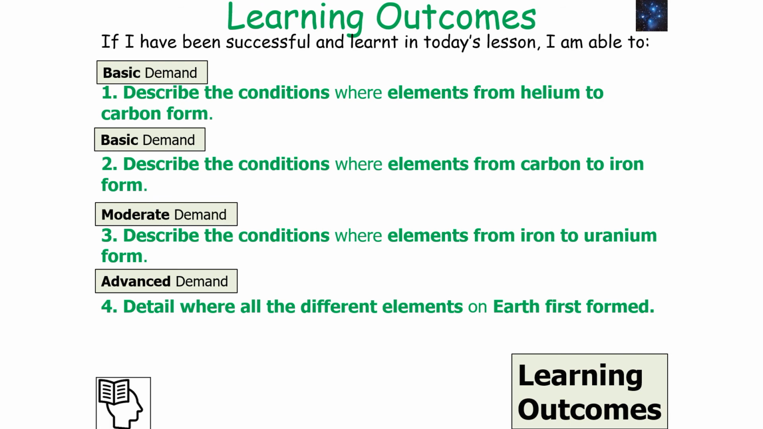If we've been successful and learnt in today's lesson, we should be able to describe the conditions where elements from helium to carbon form, the conditions where elements from carbon to iron form, the conditions where elements from iron to uranium form, and we should be able to detail where all the different elements on Earth were first formed.